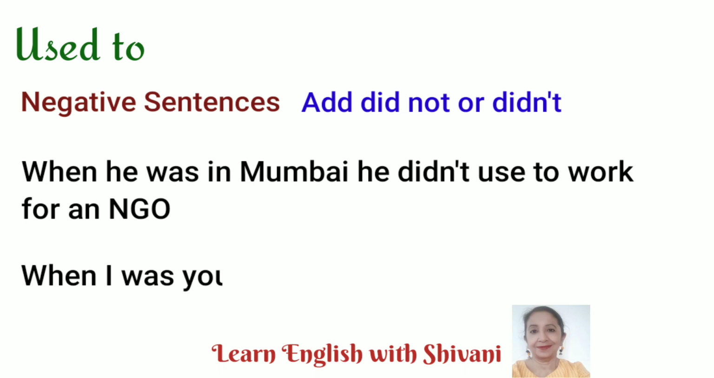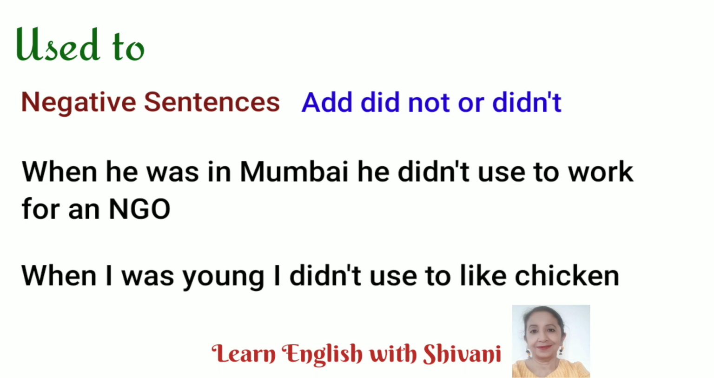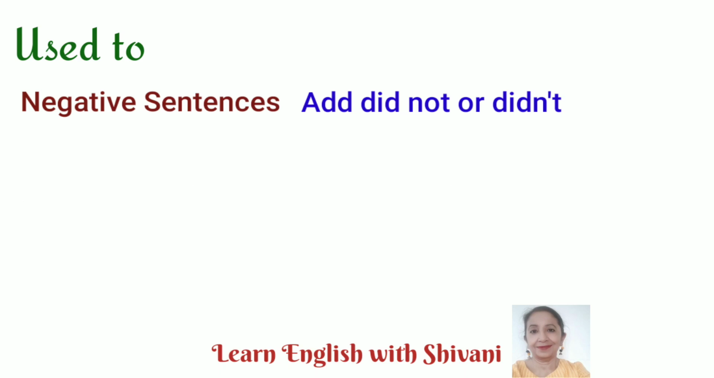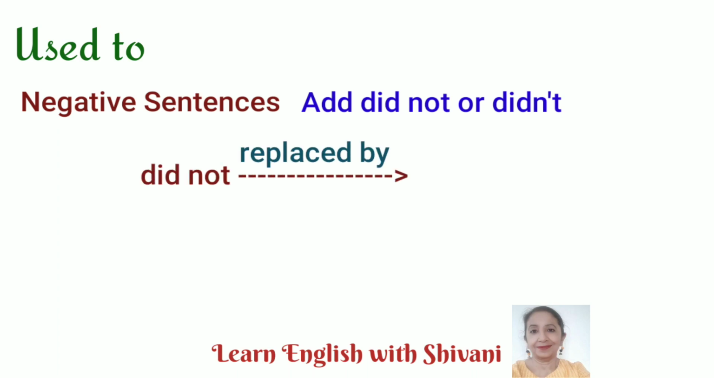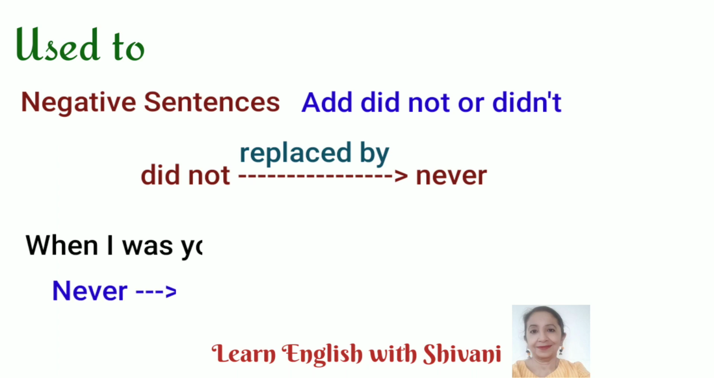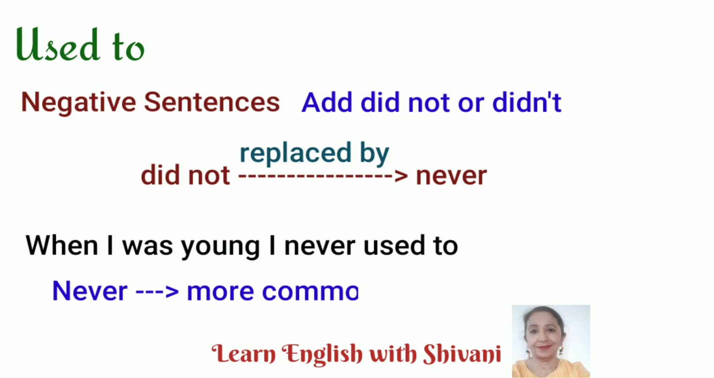When I was young, I didn't use to like chicken. Instead of did not, we can also use never. For example, when I was young, I never used to like chicken. Never sounds better than didn't and is more common.